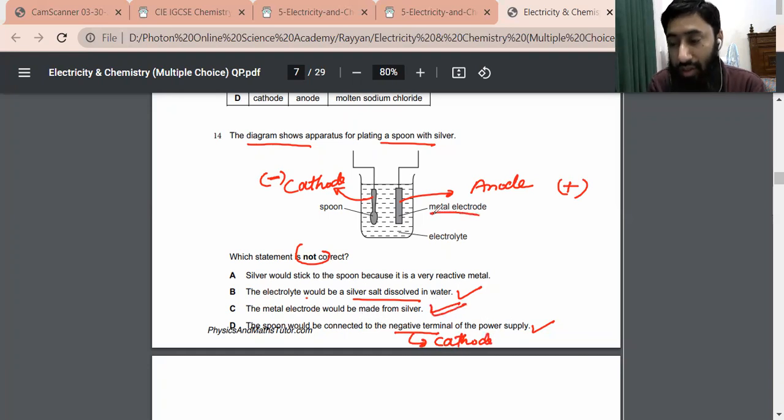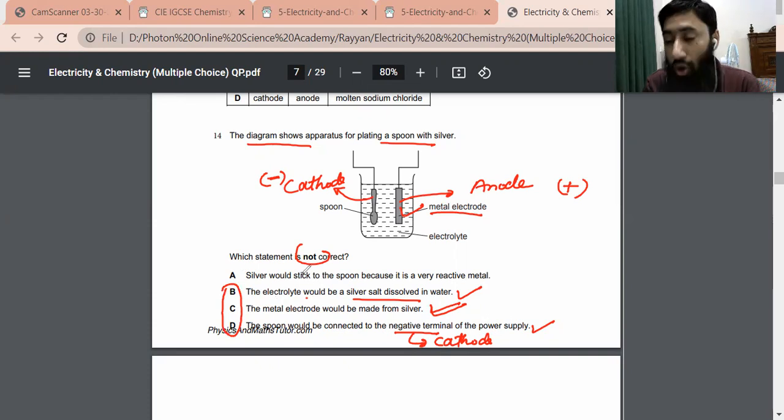Yes, this is correct. Because if we want to electroplate the spoon with silver, then we must make this metal electrode of silver. The electrolyte would be silver salt. Yes, all these options are correct.